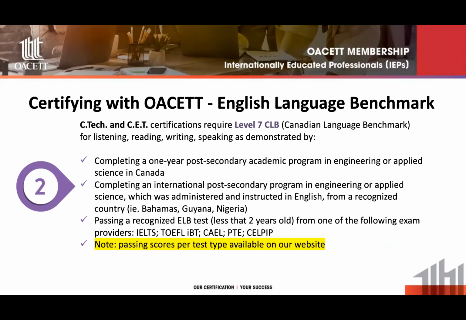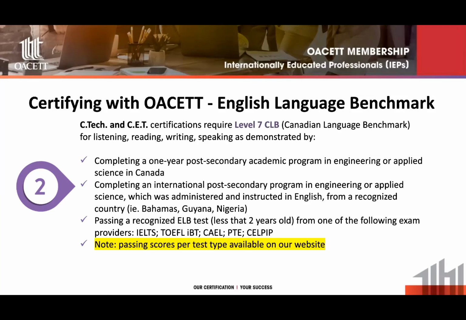Now, I'll just talk quickly about this English language benchmark, because it is something that's very important for those folks that are internationally educated. Both our certifications require that you have a level 7 of the Canadian Language Benchmark, related to listening, reading, writing, and speaking. Not to be frightened off that you have to get this test right away. This English language benchmark requirement can be met in one of three ways. If you have completed a 1 year post-secondary academic program in engineering or applied science here in Canada, then you would not need to do the test. You have met the benchmark.